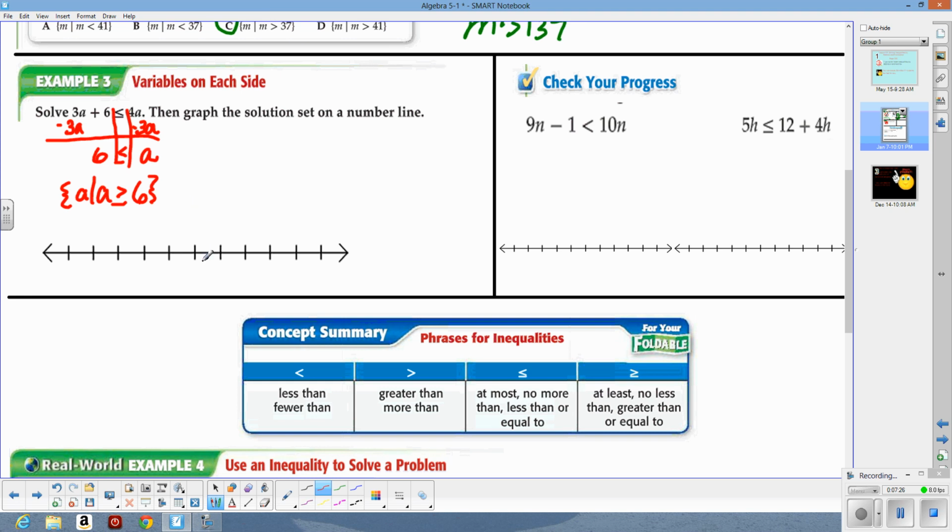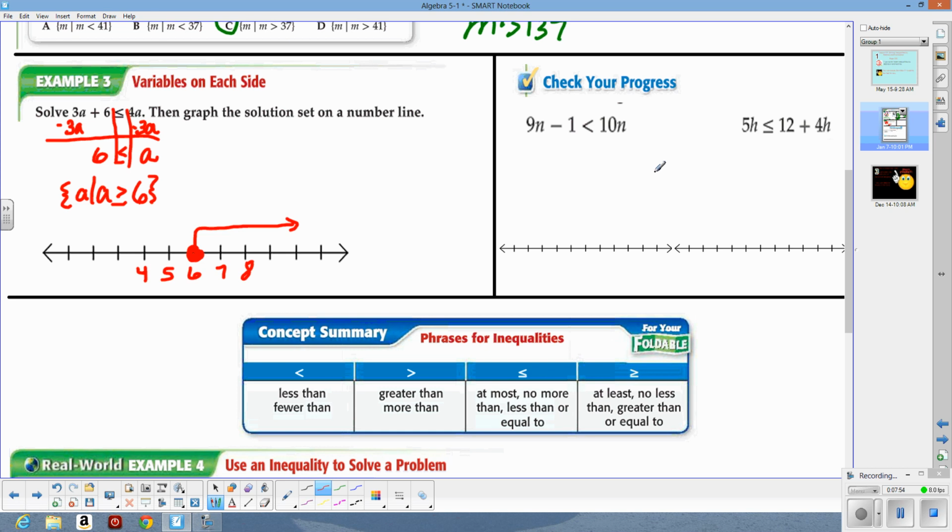So now to graph that, we want to make sure 6 is on our number line. Put a few numbers above and below. We would put a circle on the 6. We want to fill it in because it can equal 6. And now we want the numbers that are greater than or equal to 6. So the solution is all the numbers from 6 on to the right, including the number 6. So we color it in.